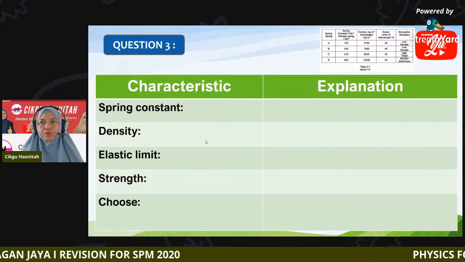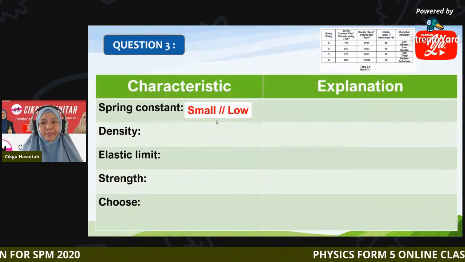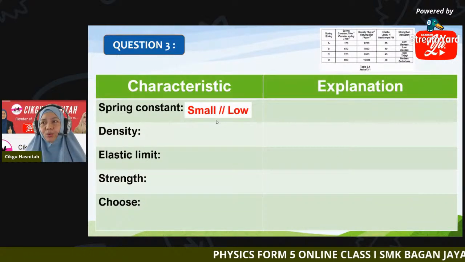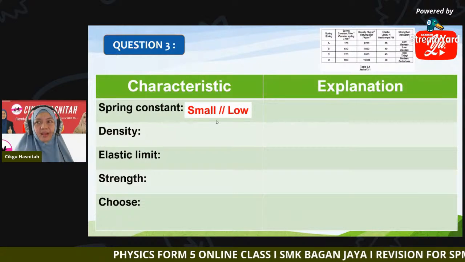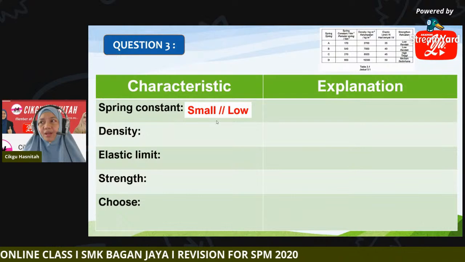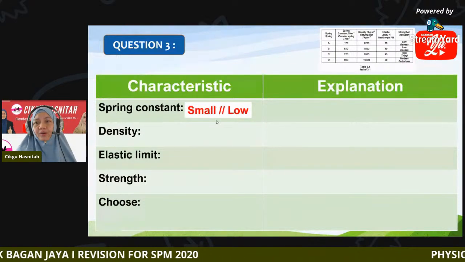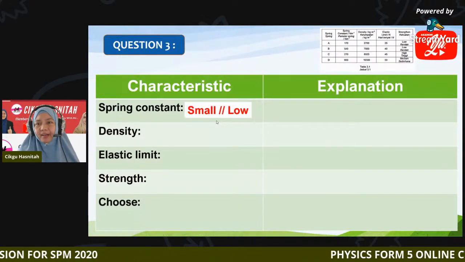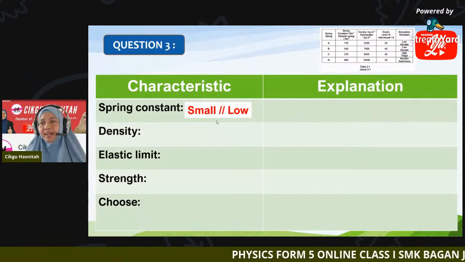or small spring constant. Okay, it is low, bin C. Low spring constant. Why? Why choose a spring with a low spring constant? Actually, the answer is low.